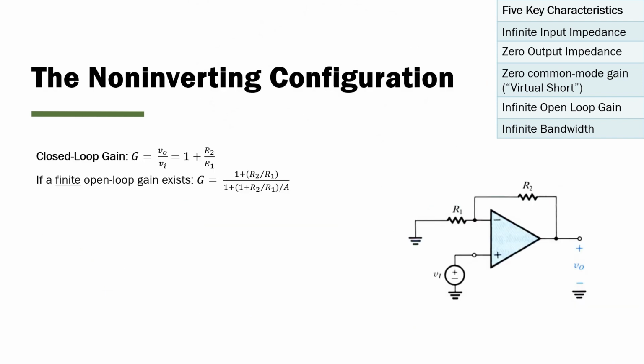Now this is the non-inverting configuration of an op-amp. So given a closed loop gain G, we can calculate the amplification to be V out divided by V in again, which for the non-inverting configuration is 1 plus R2 divided by R1. So we see that the input voltage is now connected to the positive terminal. The resistor is still connected to the negative terminal, and now it's grounded. Now, if we don't have infinite open loop gain, we can calculate G more accurately using this equation. So let's try another example, but this time with the non-inverting configuration.